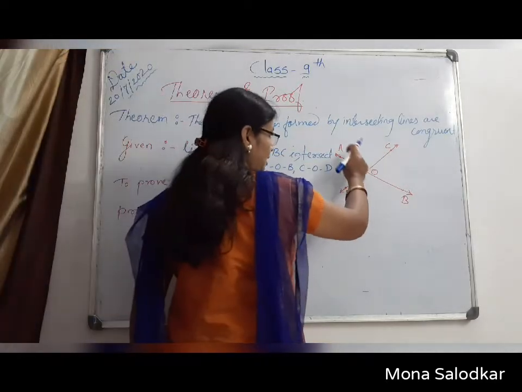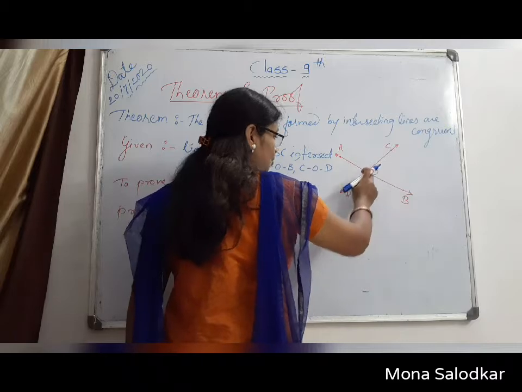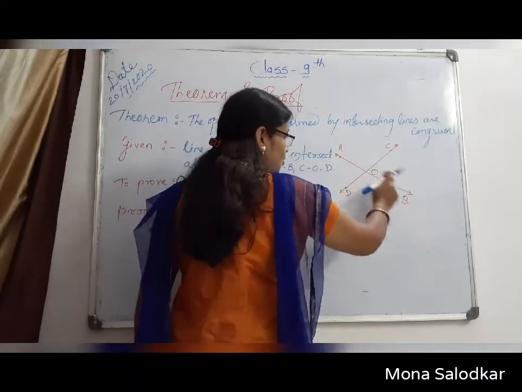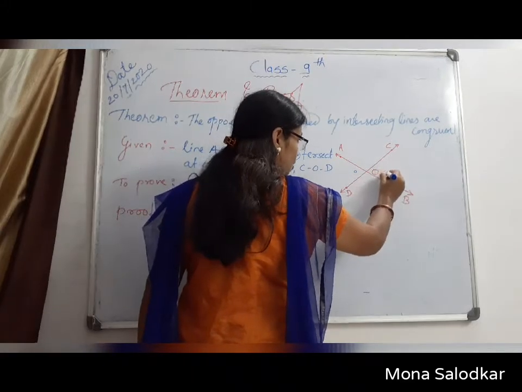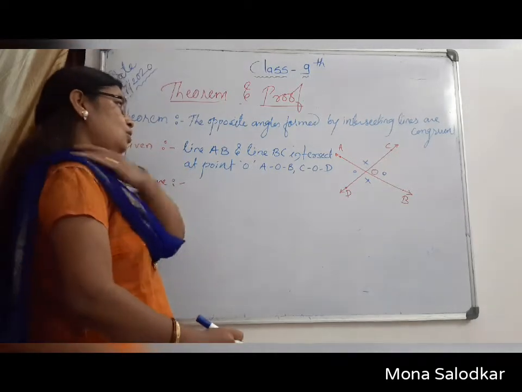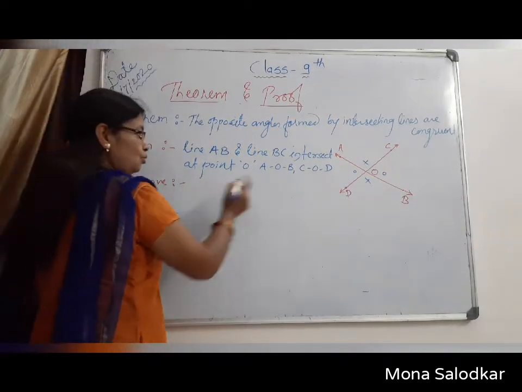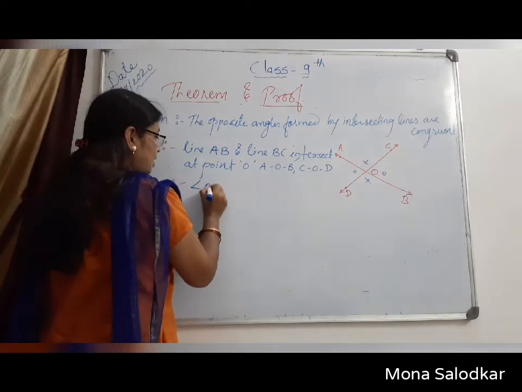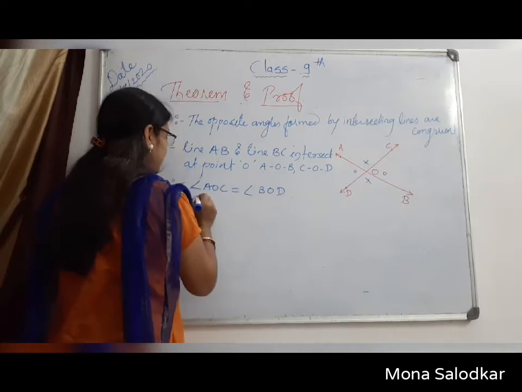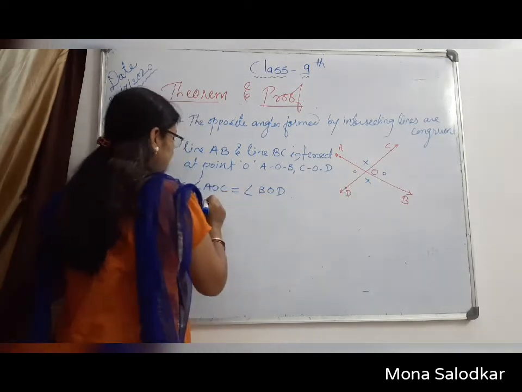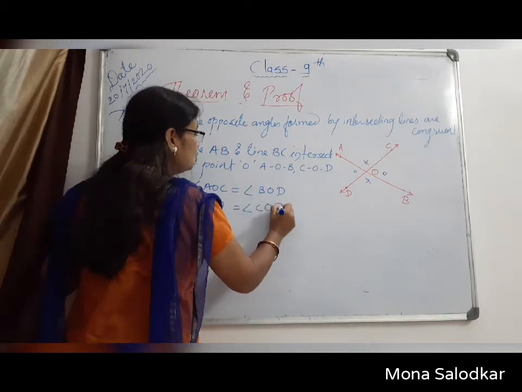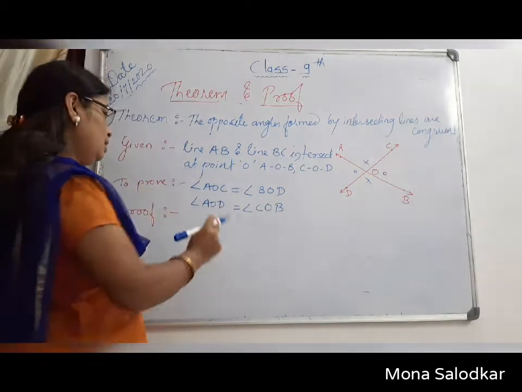Now see here, which are the opposite angles? Angle AOC and angle BOD is your first pair. The second pair is angle AOD and angle BOC. These two are opposite angles, and these two are opposite angles. These angles you have to show congruent. So angle AOC is equal to angle BOD, and angle AOD is equal to angle BOC.